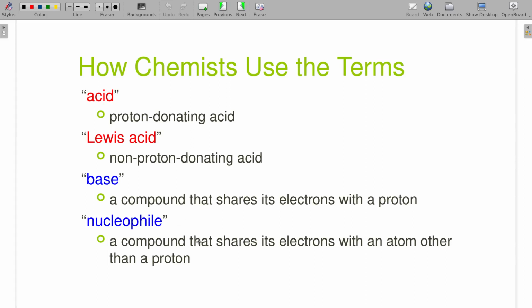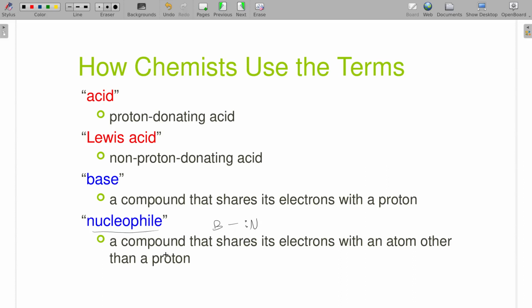Now, it almost has the exact same definition as a base. A base is just something that shares its electrons with a proton. A nucleophile shares its electrons, but we're going to say with an atom other than a proton. So what I mean by that, if I have a nitrogen with a lone pair, and instead of an acid coming in here, let's say it's that boron coming in. Boron's not a proton. So even though it would be proper and could be said that that nitrogen is behaving like a base, we're going to call it a nucleophile in organic.